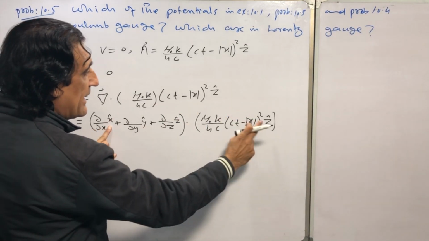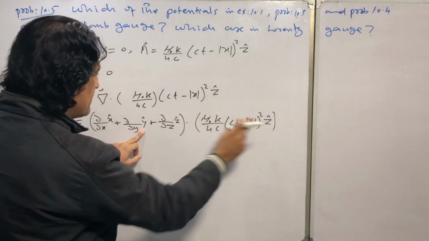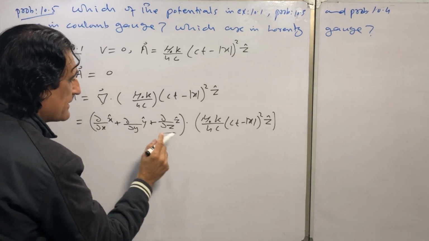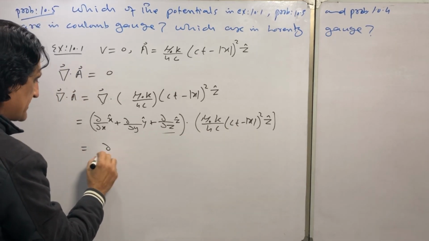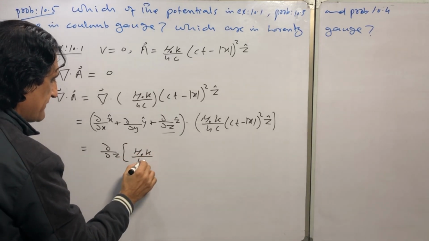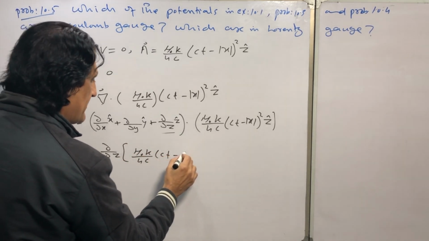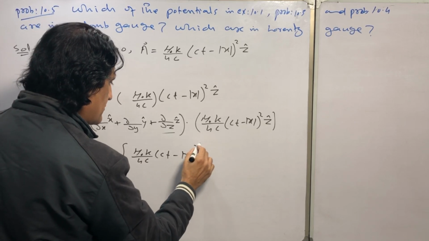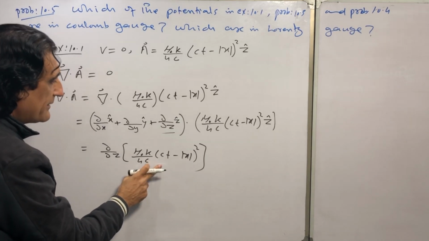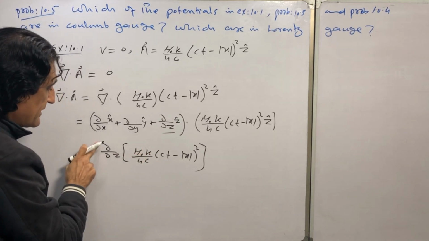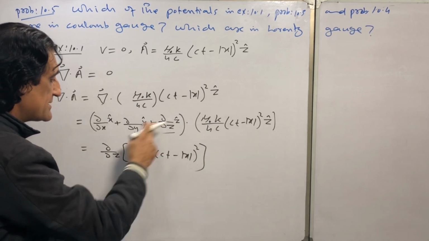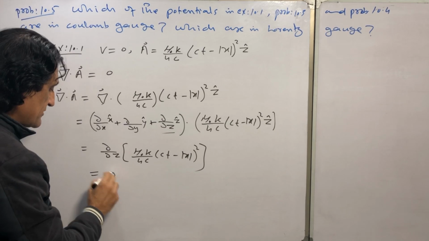Now x dot z is 0, y dot z is 0, z dot z is 1. So it means that only we can consider this term: partial divided by partial z of mu naught k divided by 4c times (ct minus x) whole square. And this term does not depend upon z, because this is the differentiation with respect to z. So there is no z involved here. It means that this is equal to 0.